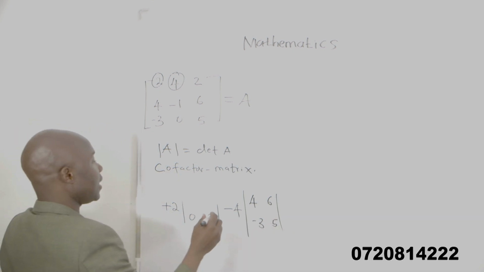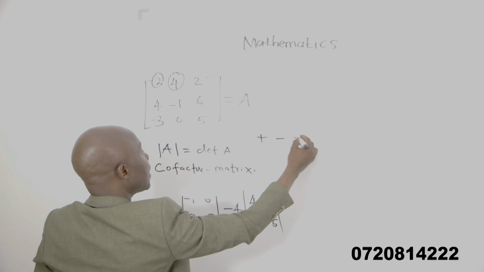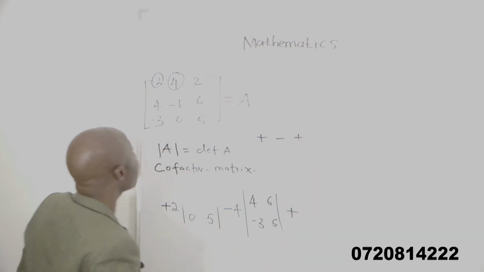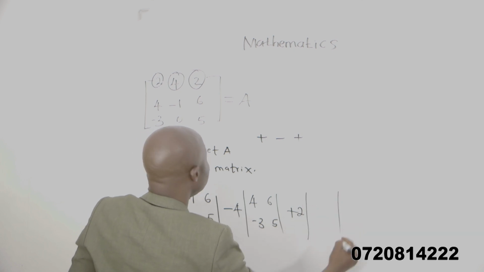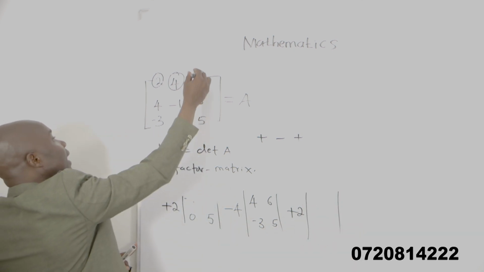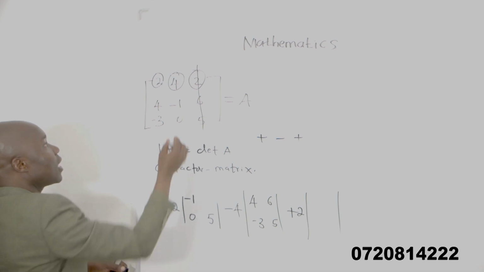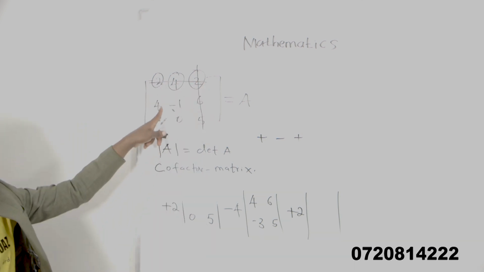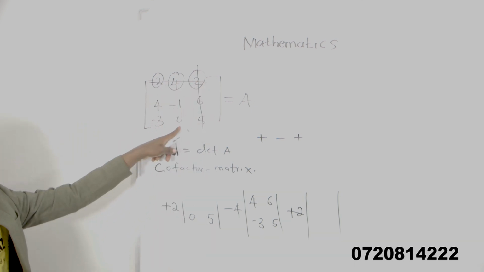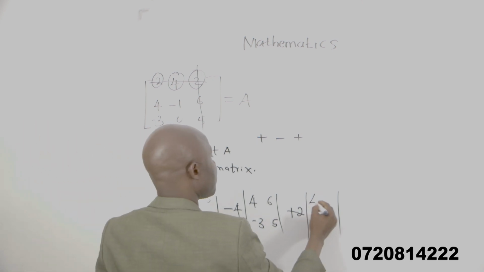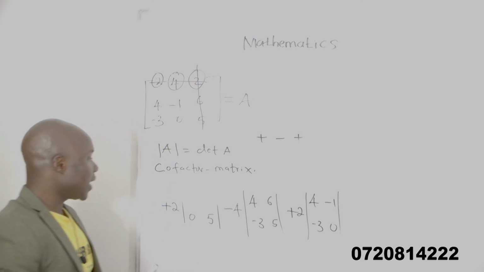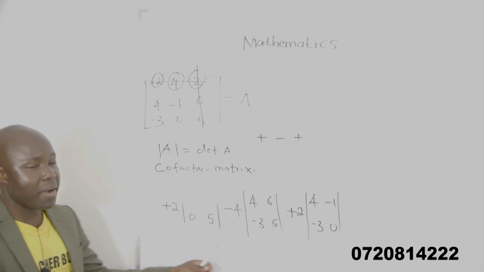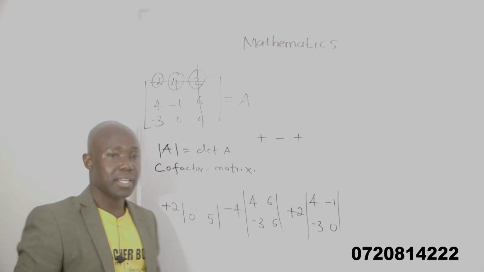Then lastly, under the formula plus, minus, then plus, the last one should be a plus. We identify 2. Then we also delete that column and delete that row. So whatever remains here is 4, negative 1, negative 3, 0. Now when we get these matrices, we have formed 2 by 2 matrices whose determinants we can easily find.